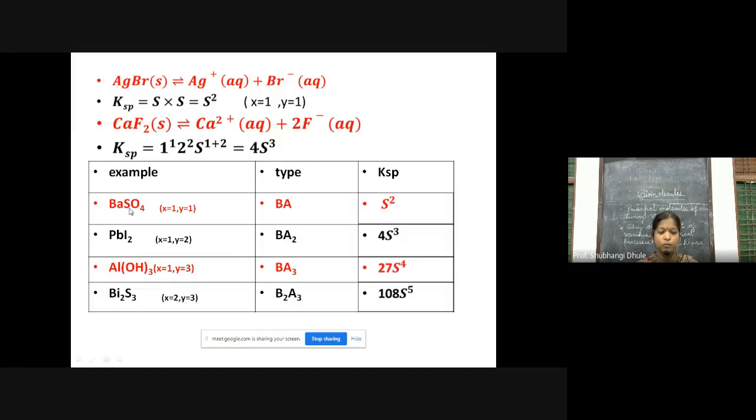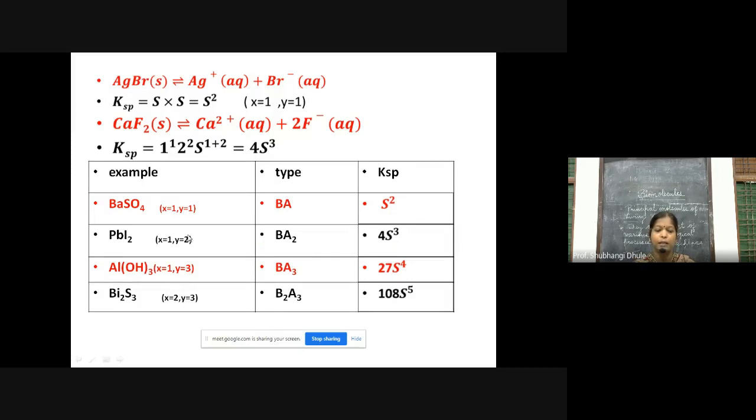Suppose you take the example BaSO4. Just count the number of cations and anions. Here the number of cations and anions is 1 and 1. We know that our general type of salt is BxAy. So here x is 1 and y is 1. That means the type of the salt becomes BA, that is, 1 cation and 1 anion. If you put this in the general formula, you get directly Ksp equal to S squared. So for the general BA type of salt, with 1 cation and 1 anion, the Ksp value is S squared.